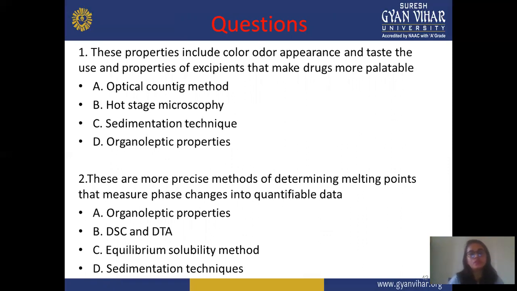First question: the properties including color, odor, appearance, and taste, and the use of excipients that make the drug more palatable, are called what? A option is optical counting method, B is hot stage microscopy, C is sedimentation technique, and D is organoleptic property. Second question: which is the more precise method for determining the melting behavior, changing it into quantifiable data? A option is organoleptic property, B is DSC and DTA technique, C is equilibrium solubility method, D is sedimentation technique.